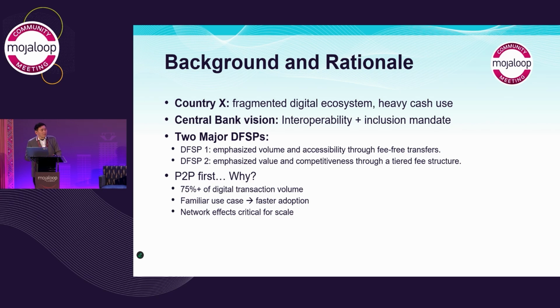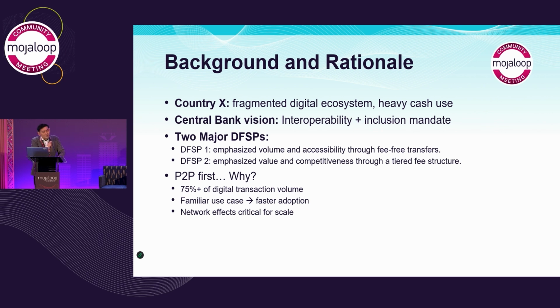Within this market, there were two major DFSPs, the large ones. They had different strategies. DFSP 1, which focused on scale, offered a fee-free model. DFSP 2, on the other hand, took a more traditional approach. They focused on value and competitiveness, which means they implemented a tiered fee structure where the price was based on the transaction value, not volume.